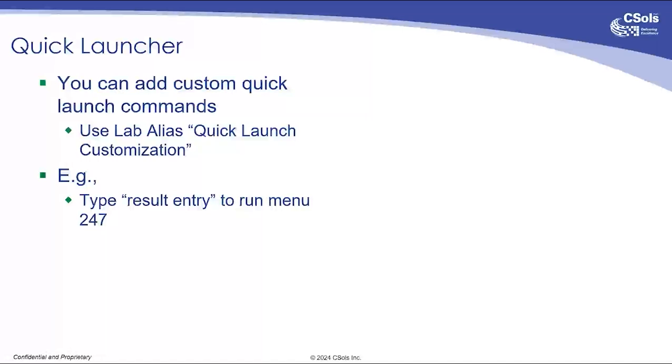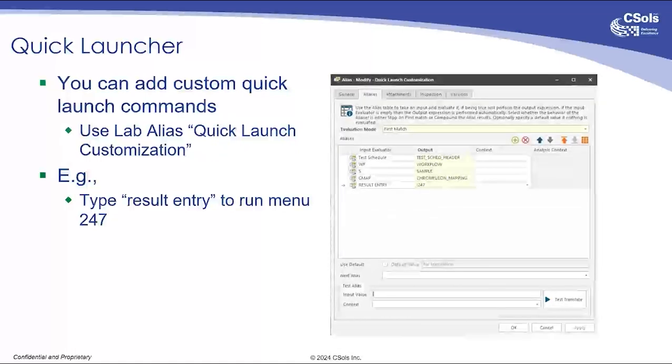So within the lab alias tool, there is an element called the quick launch customization. This is delivered with the system. So it contains a number of predefined entries of which I've highlighted the results entry one. So in the quick launch, if you were to type result space entry, you would get the results entry screen, would prompt up for the sample ID, and then you would go straight to results entry. Or you could do those other things like WF for workflow, test schedule, etc.